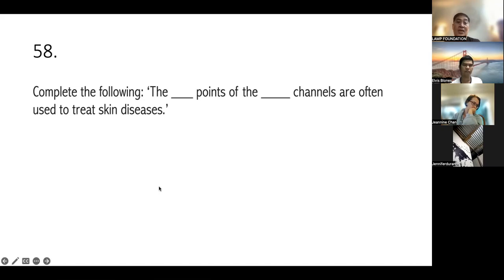Siyempre, pag sinabi mong skin disease. Skin disease, Doc, usually yang. Yes. So, anong klaseng point are we talking about? Di ba pag nangangati ka, minsan namumula. So saan mo siya itatapon? Sa well o sa dagat?